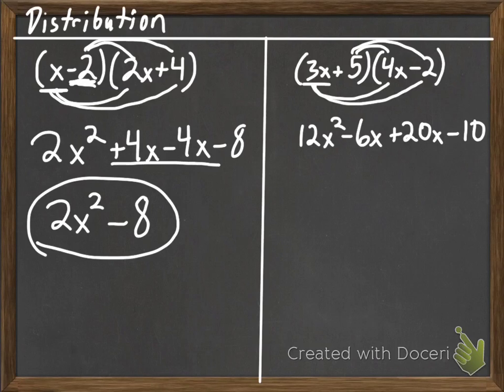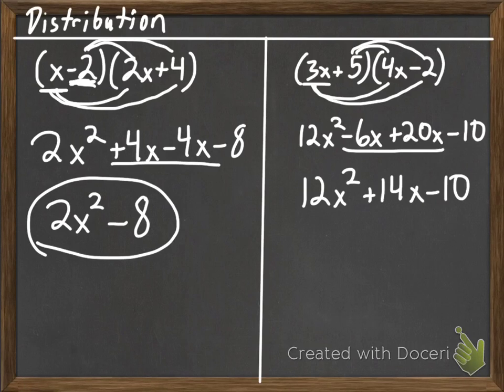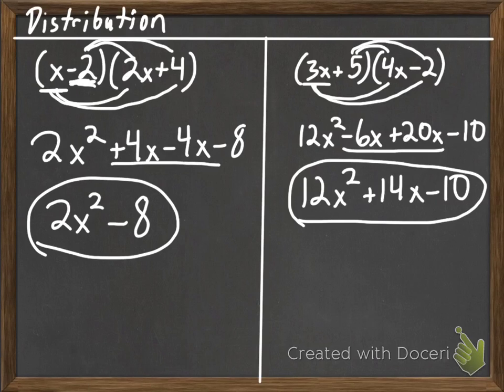Now we're going to add, subtract, combine our like terms. So our 12x squared doesn't have another x squared. We have a negative 6x plus 20x. Negative 6 plus 20 is positive 14x, minus 10. So our solution to that, our answer is 12x squared plus 14x minus 10.